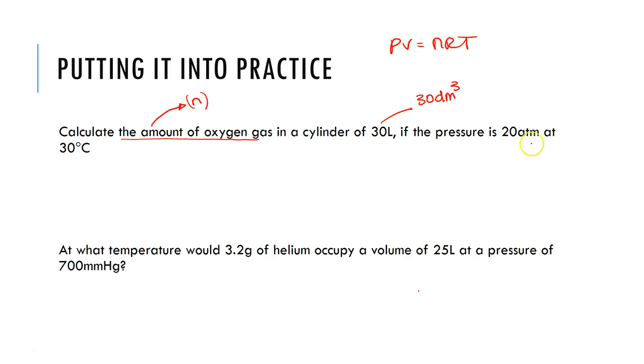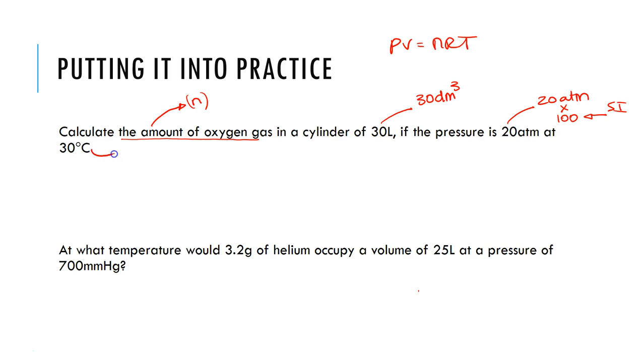If the pressure is 20 atmospheres, to get from atmospheres to kilopascals, I'm going to multiply by 100, because this is the value that's in your data booklet. Normally I would use 101.325, but this is the updated SI value of 100 kilopascals.